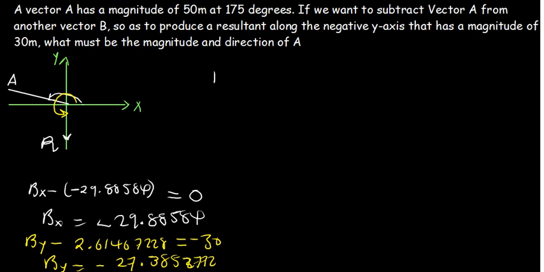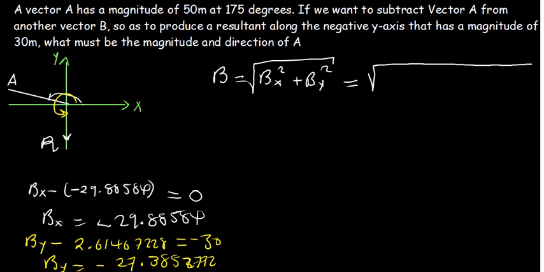So to find b itself, b is given by bx squared plus by squared, and then we get to square root that. So that is going to give us square root of bx, that is about negative 29.88584 squared, and then by is negative 27.3852772. We can finish the other values. We also get to square that. So now we punch this on our calculators.